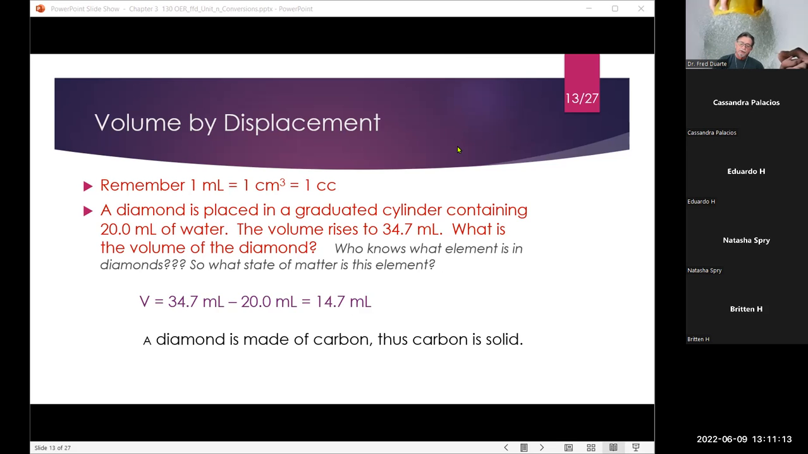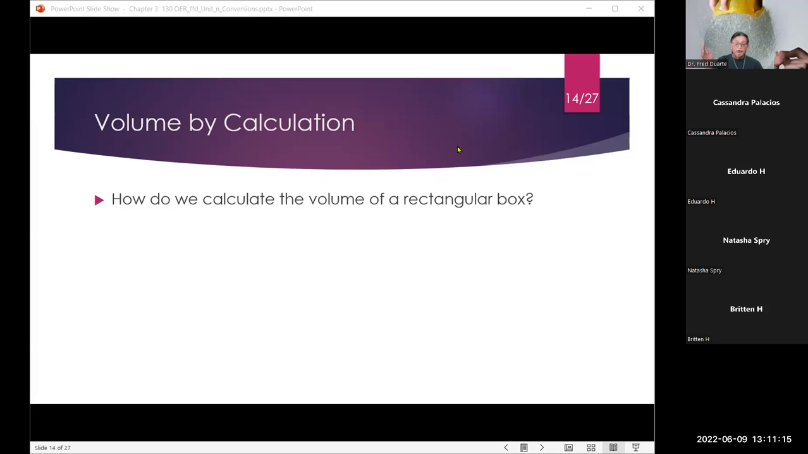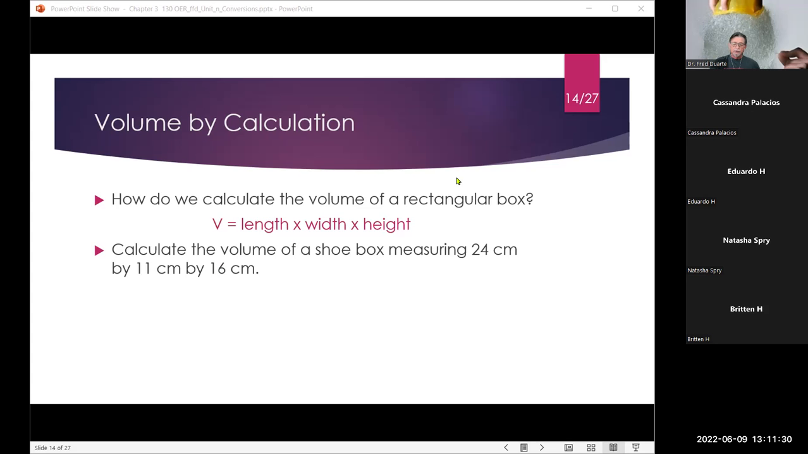For materials that are regular shape that you can actually do a measurement, you can do a direct calculation of volume, which is the three dimensions, length, width, and height. And so to calculate the volume of a box, we simply multiply length, width, and height, okay? So in this case, we got 24 centimeter by 11 centimeter by 16 centimeter, okay?